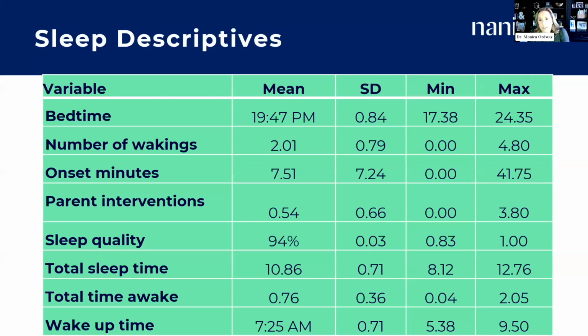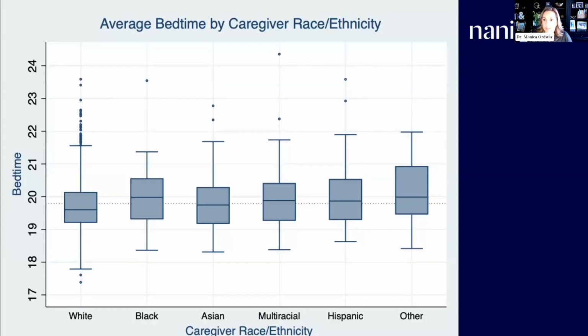So just to remind you, the overall bedtime that we had found in the first study was close to 10 o'clock in the families of 12-month-olds living at or below poverty. In this population, we found a bedtime that was before 9 o'clock. Their sleep quality was high. The total sleep time was 10.8 hours, and their wake up time was 7:25 a.m. So definitely different than what we found in the first study.